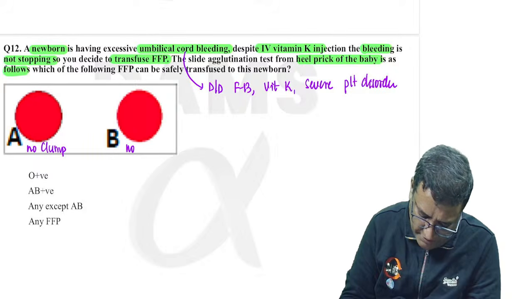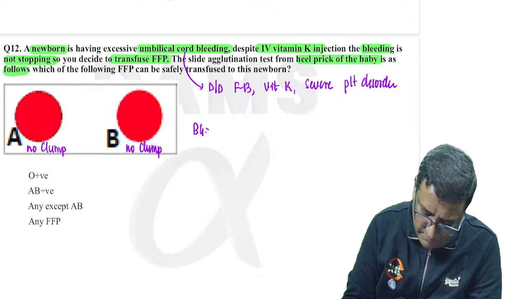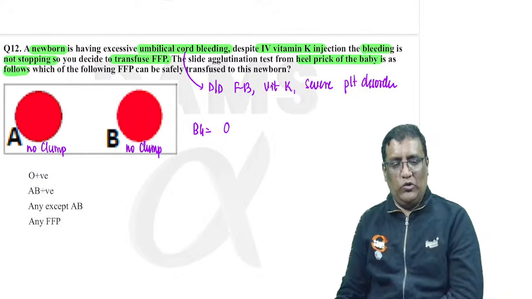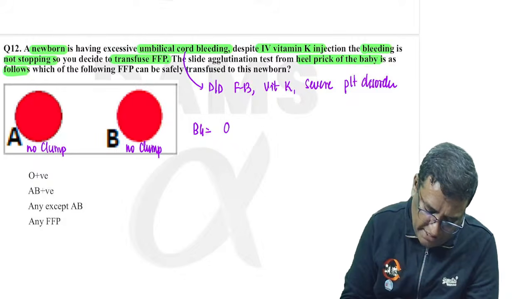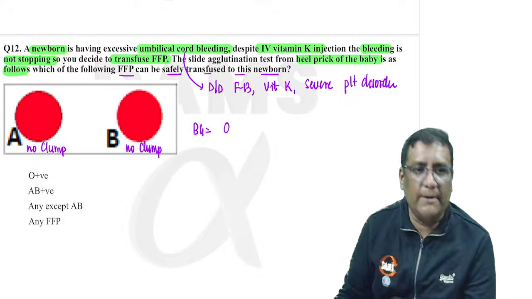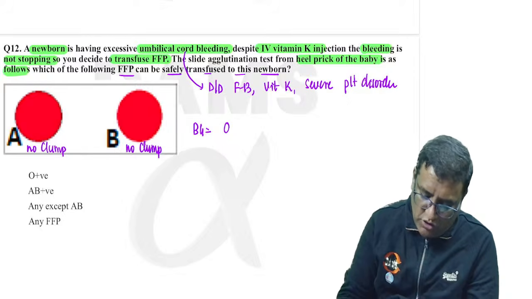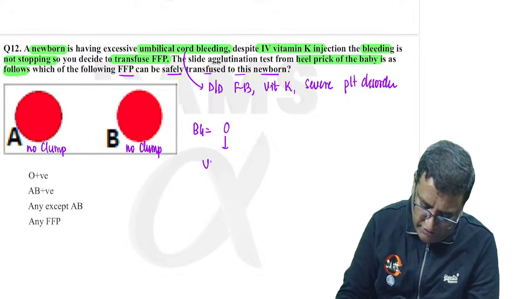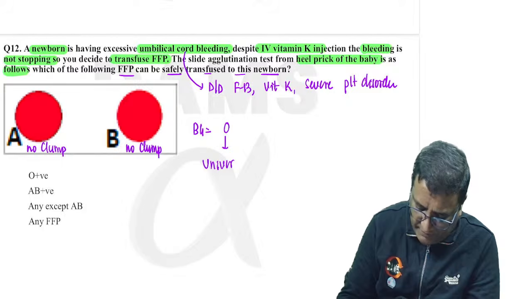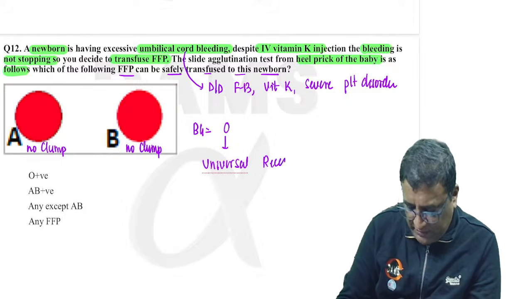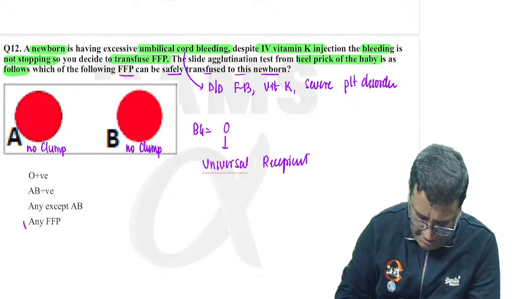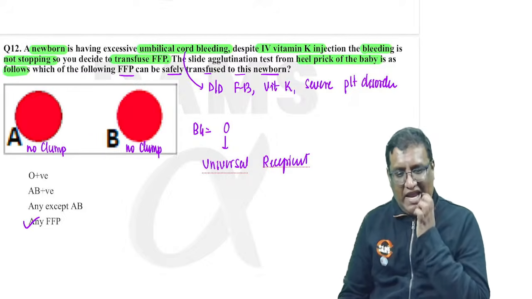What is the blood group now? No clumping with A, no clumping with B, meaning the patient's blood group is O. So the question asked is, which of the following FFP can be safely transfused to this newborn? O, if you remember, is a universal recipient for FFP. He's a universal donor for blood, but he's a universal recipient for FFP. That is why any FFP can be given.